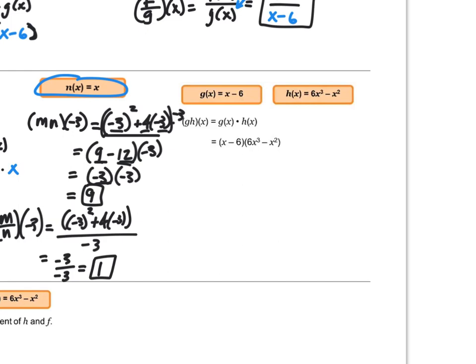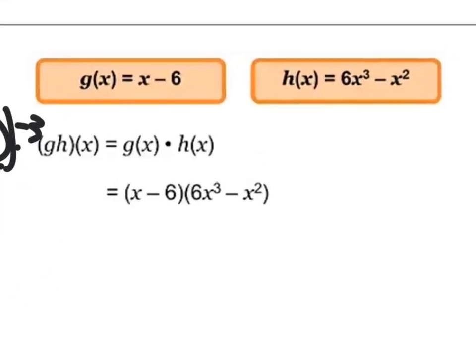Now, on the next one, this is an example of something that you could multiply out and use the term FOIL. So let's go ahead and do that real quick. Let's simplify this function. Now we've got this function g times h, so g of x times h of x. This is the function g, x minus 6. This is the function h, 6x cubed minus x squared. So let's go ahead and multiply this out.